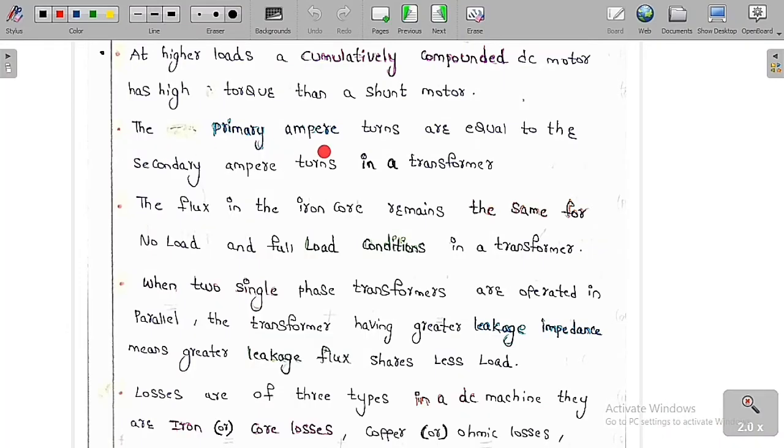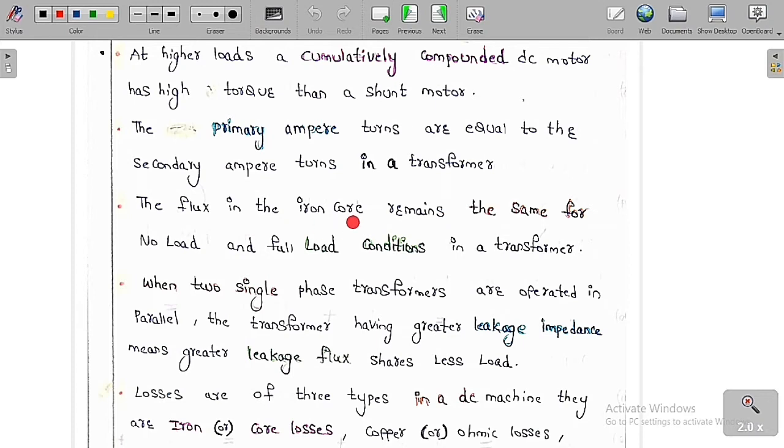The primary ampere turns are equal to the secondary ampere turns in a transformer, which means that the MMF is always balanced. Whatever the primary ampere turns are, they are equal to the secondary ampere turns, so N1 I1 is equal to N2 I2. Simply we can say that the primary MMF is equal to the secondary MMF, which means the primary ampere turns are equal to the secondary ampere turns in a transformer.